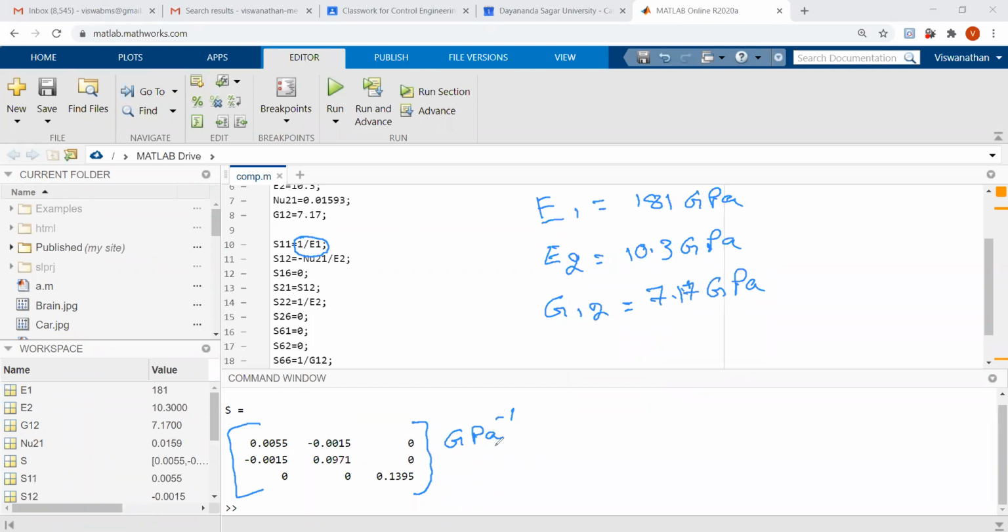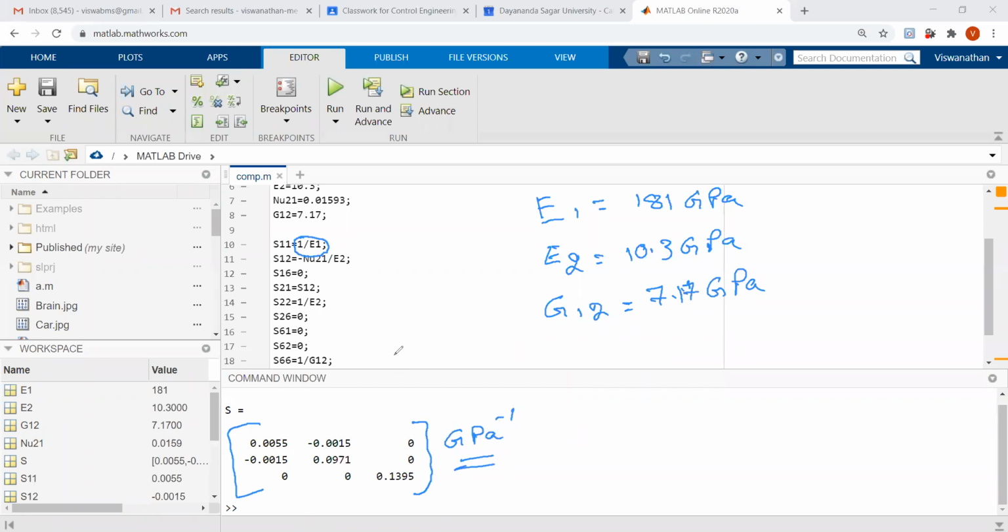Yes, sir, you can write. So everything is in terms of GPa here. When we calculate the compliance matrix, I can write the units as GPa inverse. MATLAB will not give you the units. You have to write the units.